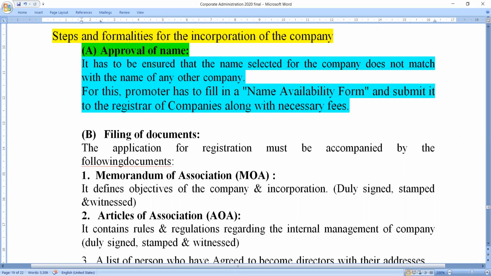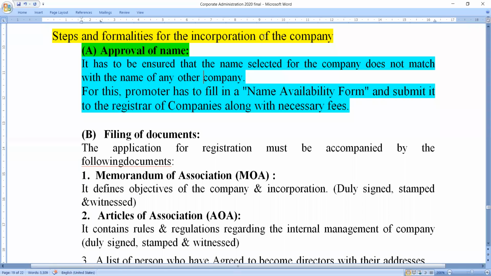What name we are selecting for our company, it may be any type of name. For example, Tata Group of Institutions, UB Group of Companies, Nitish Group of Estates, Reliance Group of Industries. One company's name is totally different from another company's. So this is what they are telling us. Approval of name is very, very essential.